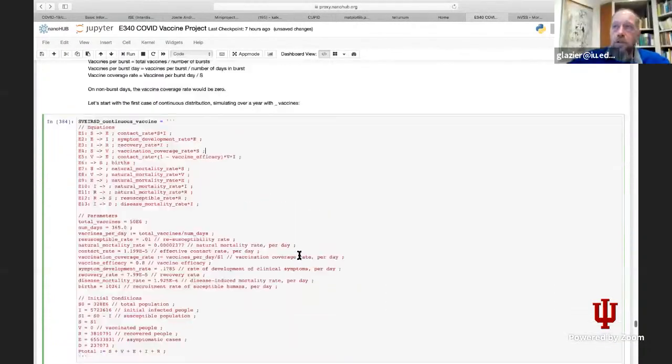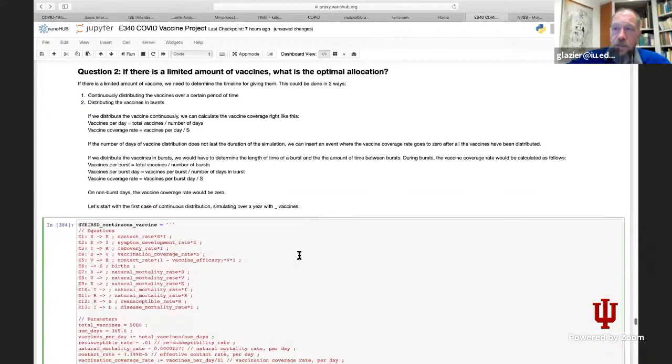Well, it shouldn't go negative. S shouldn't go negative because you're multiplying the rate by S. So no matter what the rate is, if it's a positive number, the vaccination rate times S goes to 0 and S goes to 0. So that should keep your S positive.